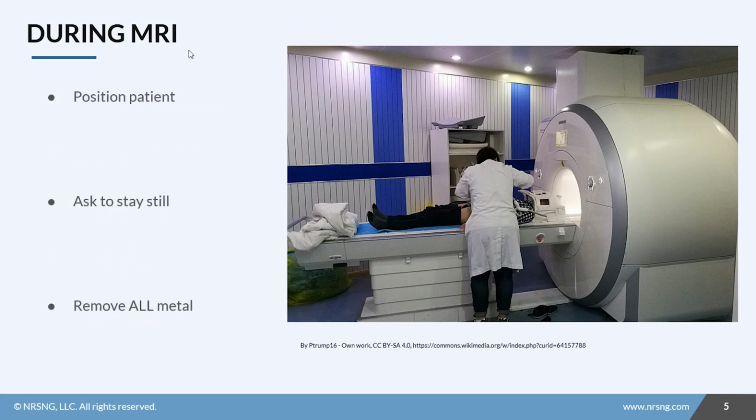So when you get to the radiology room, you're going to position the patient on the MRI board, like right here. And it's going to be according to the body part being viewed. So ask the patient to stay still during the procedure so that a really clear picture can be taken. Remember to remove all metal from the room, because the scan uses those magnetic forces that may cause shifting of metal, resulting in damage.